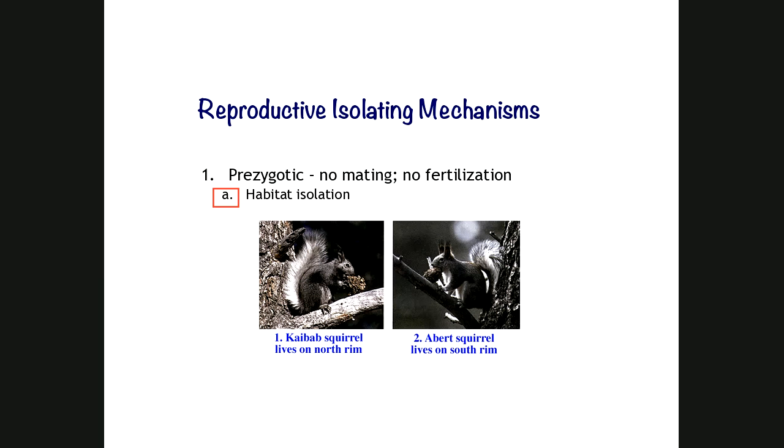So we're looking at two different species of squirrels, and one squirrel lives on the north rim, and the other squirrel lives on the south rim, and they are unable to breed with one another because they live in two different habitats, one on the south and one on the north. So even though they are both squirrels, there's no mating that takes place between the two of them. There's no fertilization that takes place. Hence, their habitats are isolated between one another.